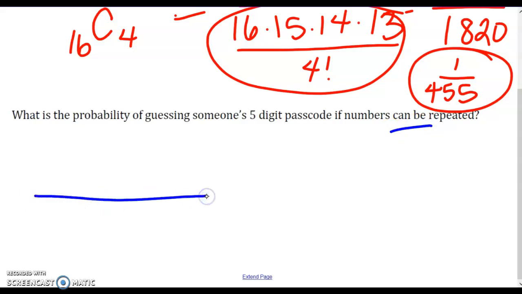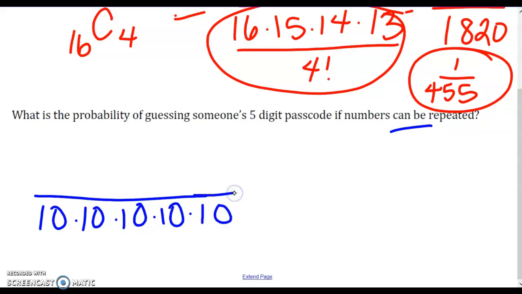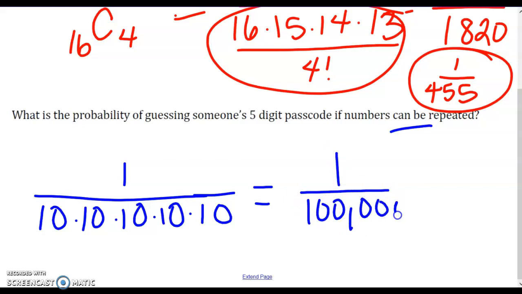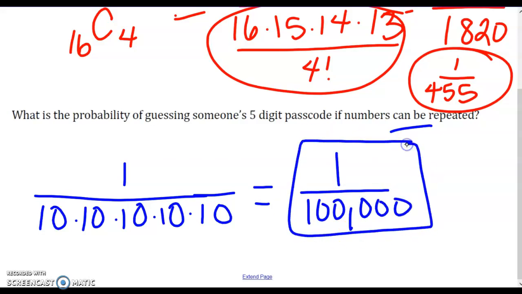Okay, so if you remember passcodes, since there's 10 numbers, we would have to take 10 times 10 times 10 times 10, and since there's 5 of them, we're going to do that 5 times. Okay, well, how many numbers are going to be correct? Just 1. There's only going to be 1 number that is correct. So as I work that out, that's going to give me 1 in 100,000 chances. So if you don't know somebody's passcode, you have 1 in 100,000 tries to get it correct if it's 5 digits long. And so that's why they lock you out after so many attempts.